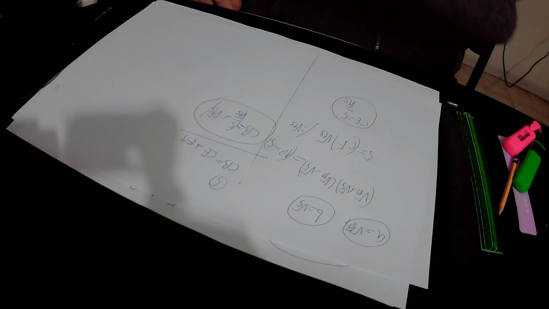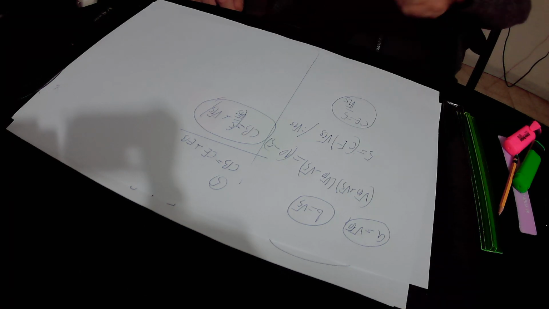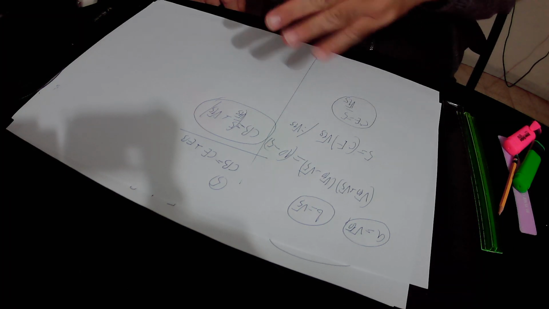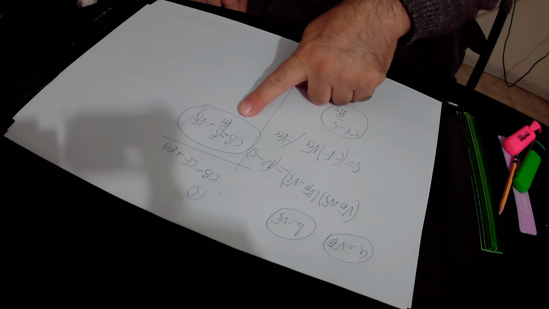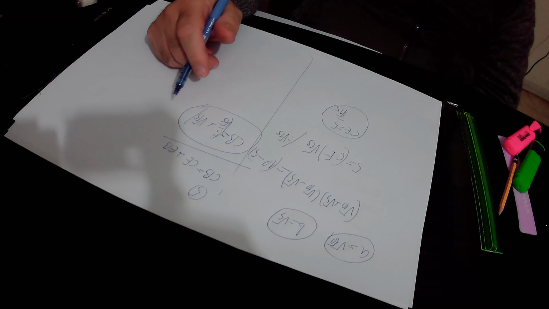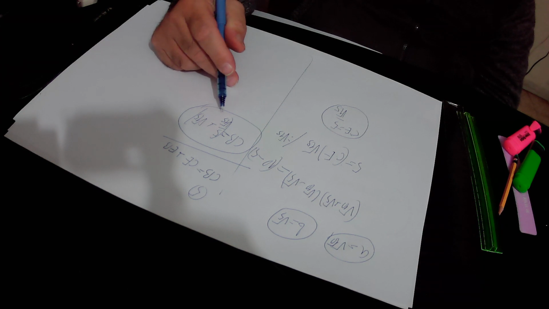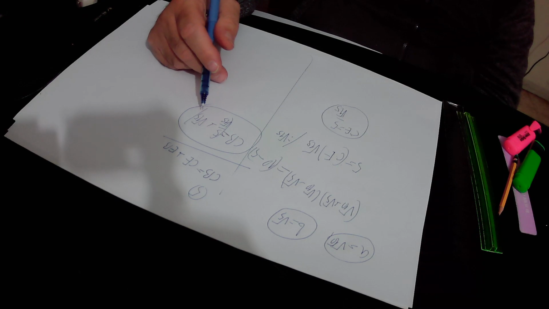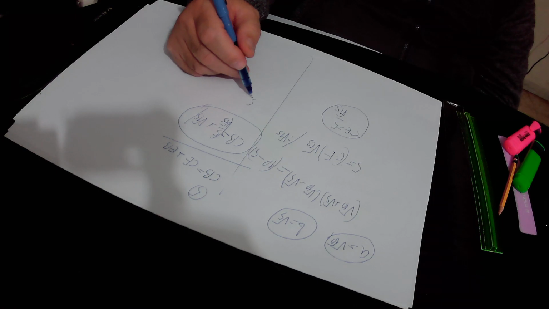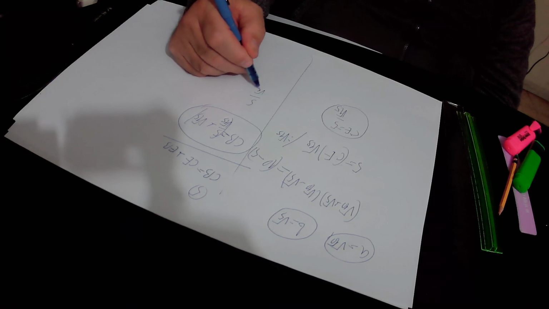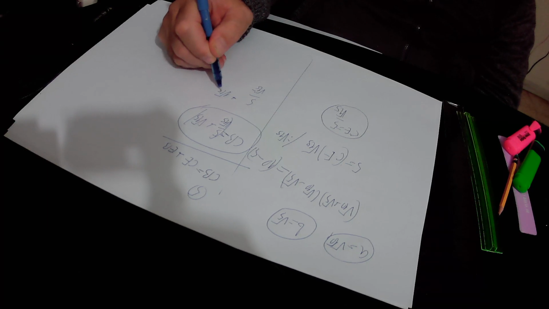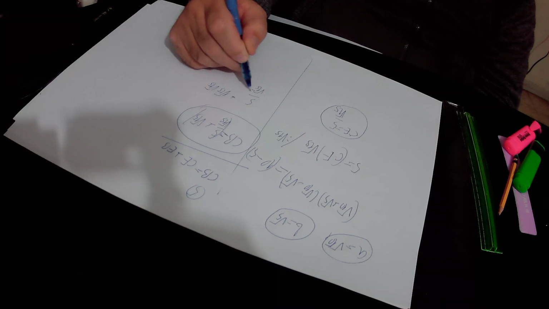But here we'll simplify this expression, because we don't want a square root in the denominator. We want to eliminate the square root in the denominator of this number. So in order to eliminate it, we multiply by square root of 15 over square root of 15. So it is 5 over square root of 15, times square root of 15, divided by square root of 15.